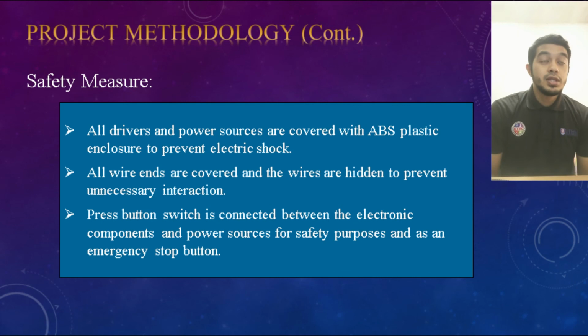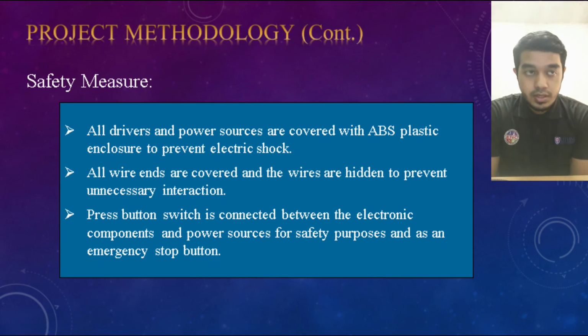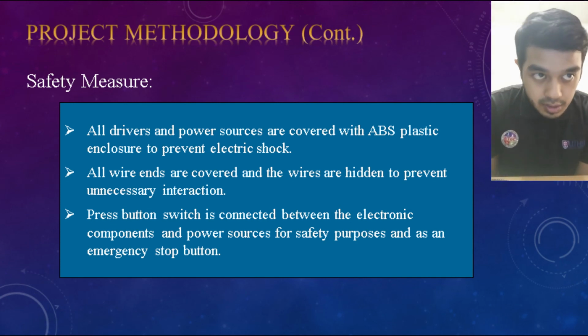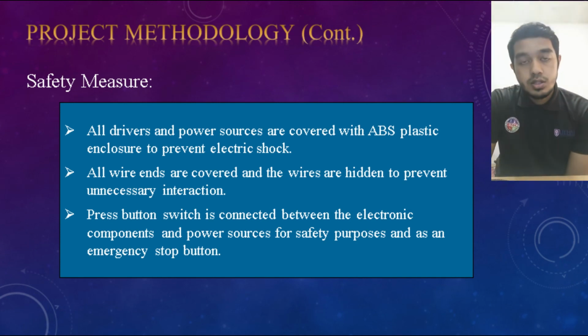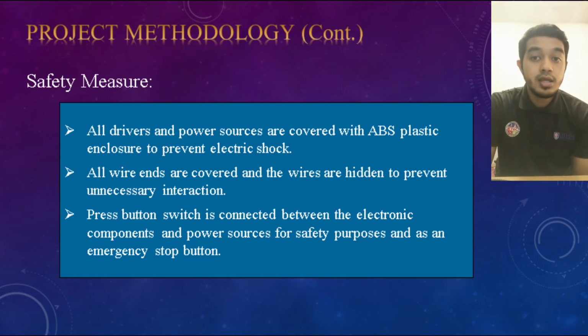Okay, now we move to the last section of project methodology, which is safety measures. The safety precautions that we apply in this MR launcher are, first, all drivers and power sources are covered with an ABS plastic enclosure to prevent electric shock. The second one is all wire ends are covered and the wires are hidden to prevent unnecessary interaction. And the last one is a press button switch connected between the electronic components and power sources for safety purposes and as an emergency stop button.